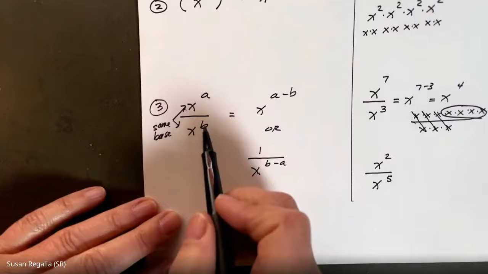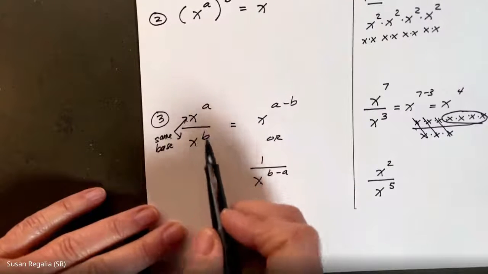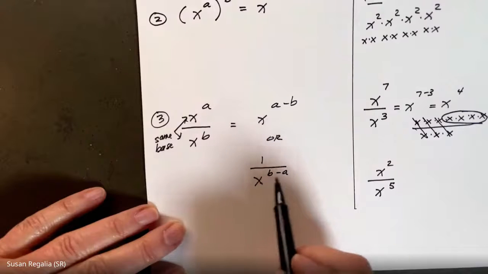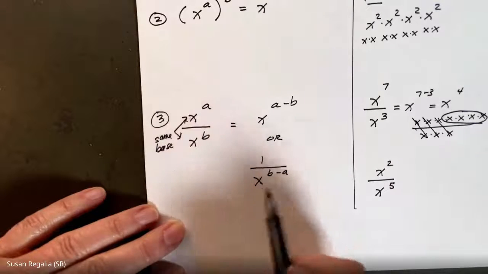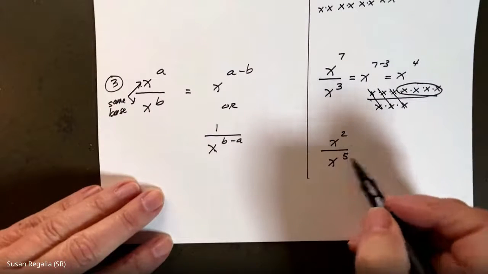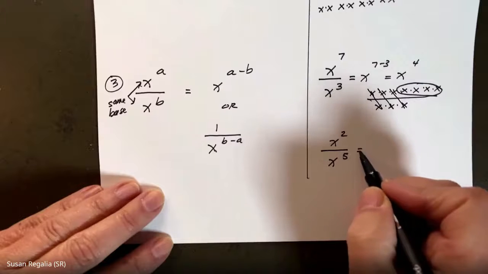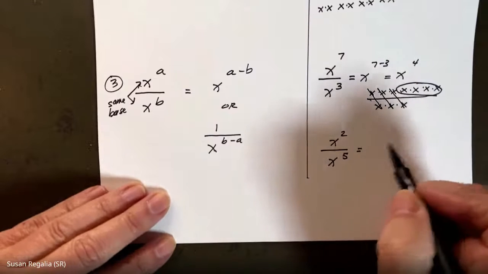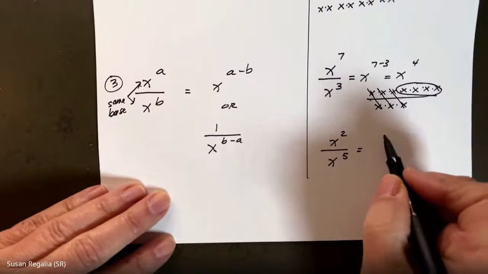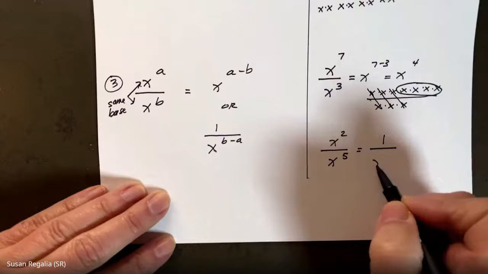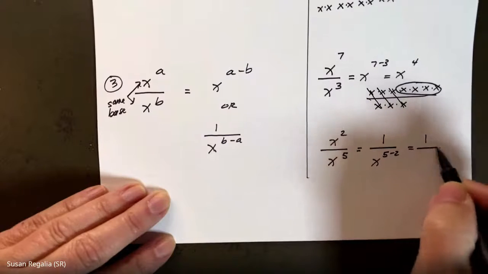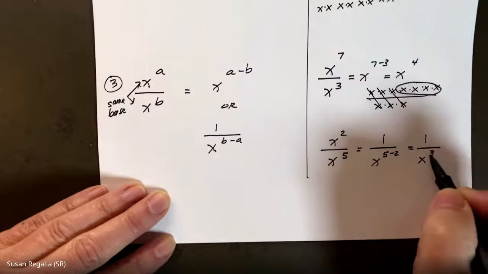If the number on the denominator is the bigger exponent, then we subtract in the other direction. And we have 1 over, and we subtract b minus a and leave that in the denominator. So for example, x to the 2nd over x to the 5th is going to be, well, we won't deal with negative exponents quite yet. What we're going to say is this is going to be 1 over x to the 5 minus 2, or 1 over x to the 3rd.